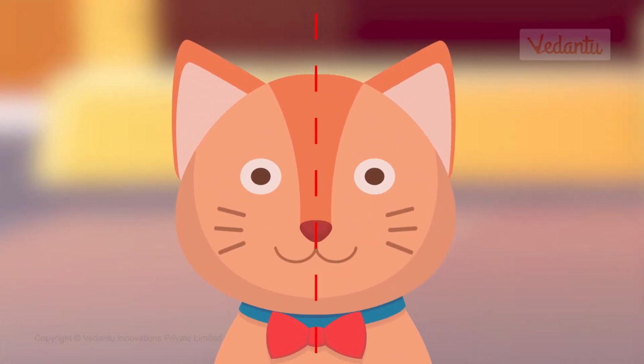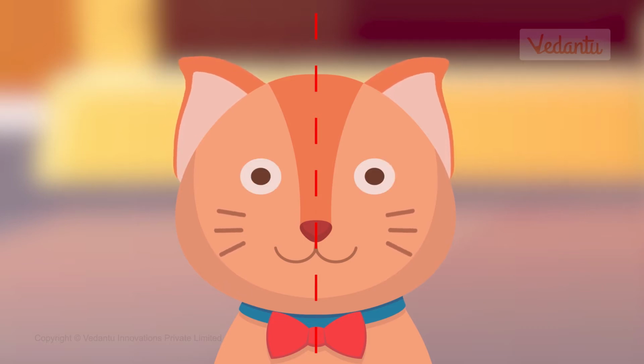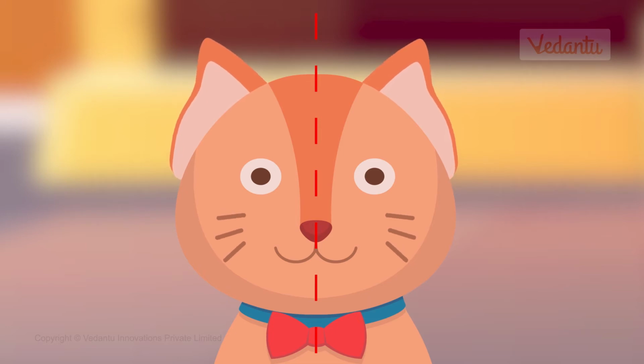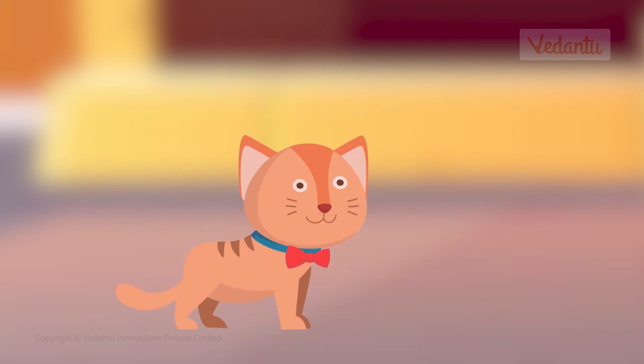He has an eye and an ear on each side of the line. His nose and mouth are perfectly split down the line, and he even has the same number of whiskers on each side. Okay, now that we've seen me and Felix with our own axis of symmetry, let's see what else is symmetrical around us.